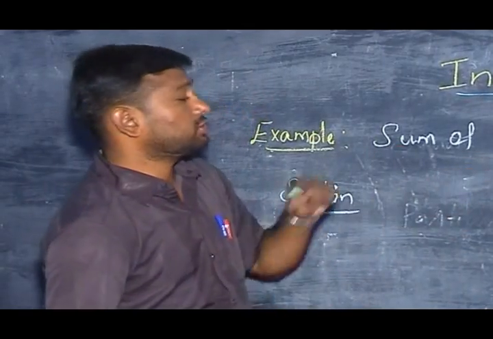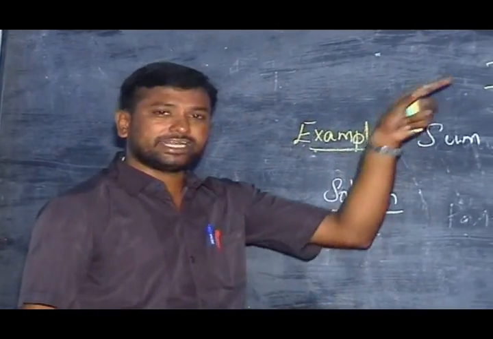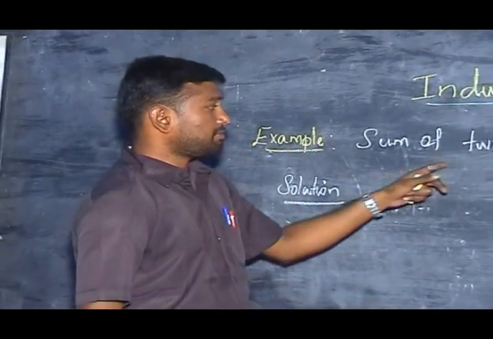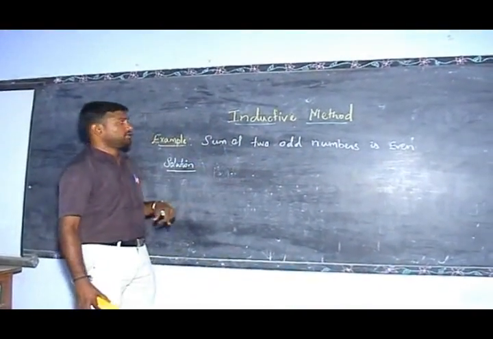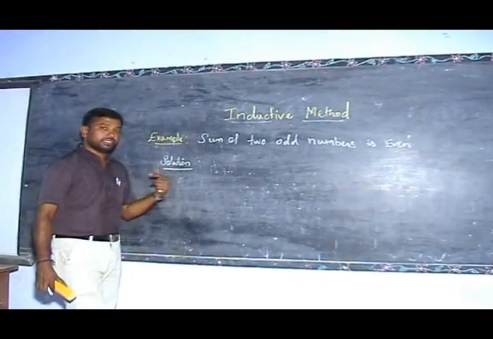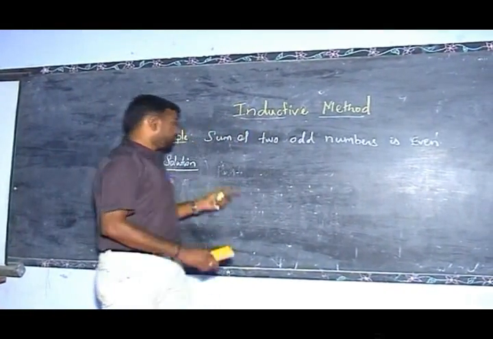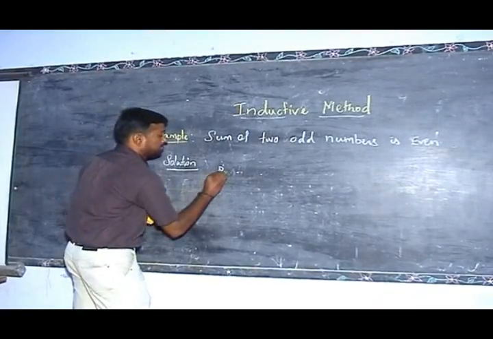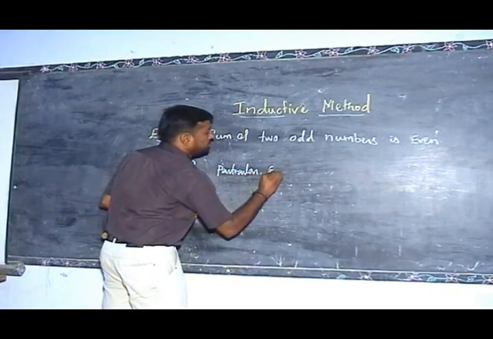I am going to teach the beautiful method, the inductive method. It's another example of the inductive method. It's a statement: the sum of 2 odd numbers is even. I can prove the statement by using the inductive method. Actually, inductive methods proceed from particular to general. First, I take some particular examples.